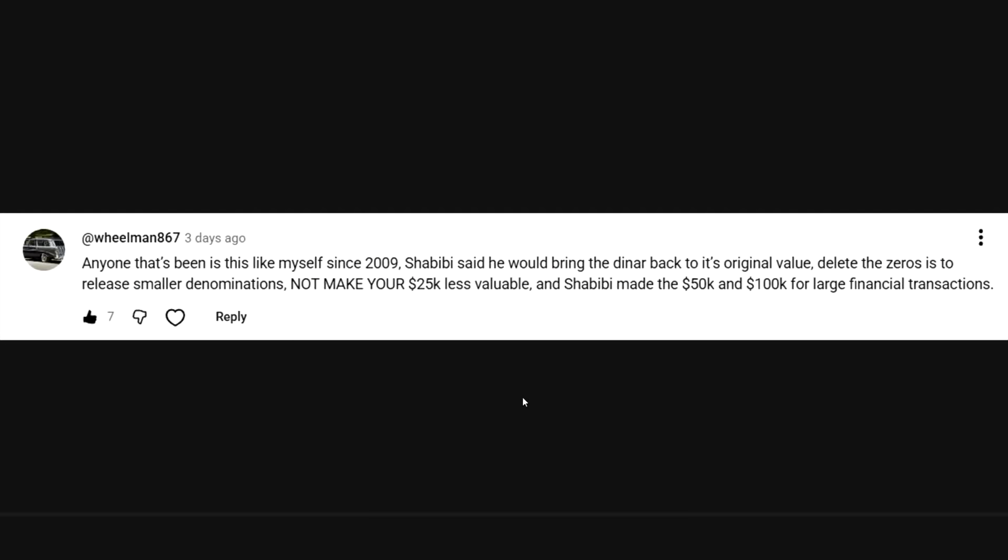Anyone that's been in this like me since 2009, Shabibi said he would bring the dinar back to its original value. Delete the zeros is to release smaller denominations, not make the 25,000 less valuable. I just showed you it's not being less valuable. Only the nominal value changes. Instead of it showing 25,000, it's going to show 25. They're not losing any money, the Iraqi people. They don't go to the bank and exchange their Iraqi dinars for US dollars. They exchange their Iraqi dinars for Iraqi dinars. So it doesn't make a difference to them.